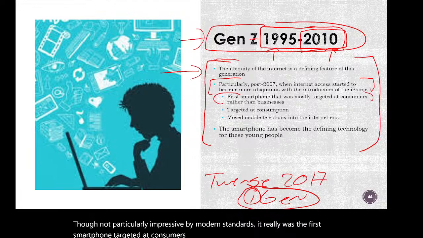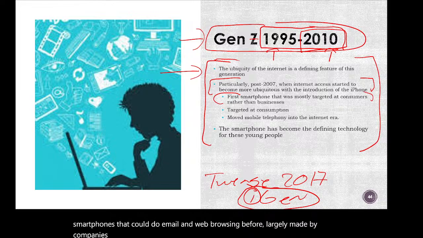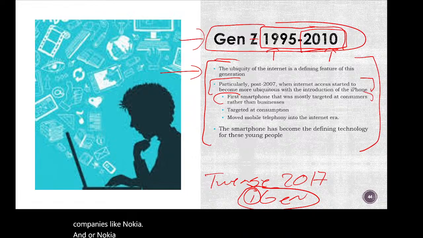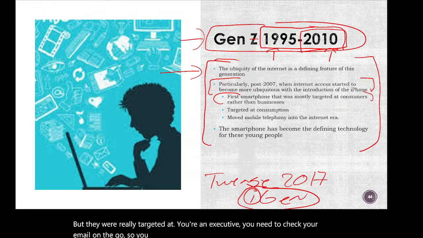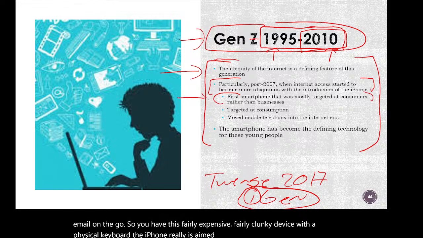There had been smartphones that could do email and web browsing before, largely made by companies like Nokia and BlackBerry, right? Or Research in Motion. But they were really targeted at, you're an executive, you need to check your email on the go. So you have this fairly expensive, fairly clunky device with a physical keyboard. The iPhone really is aimed at consumers, right? And it targets content consumption, right?